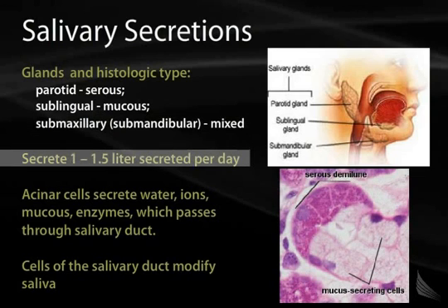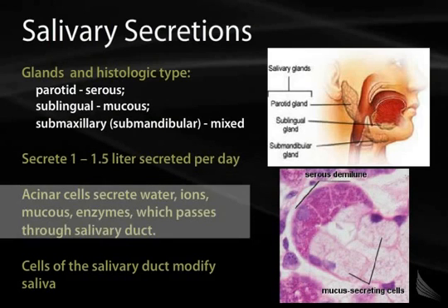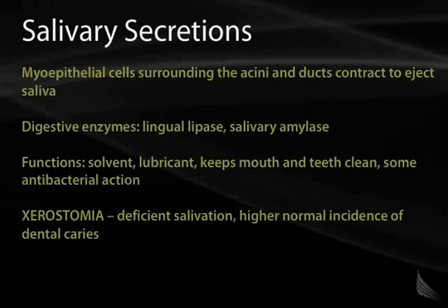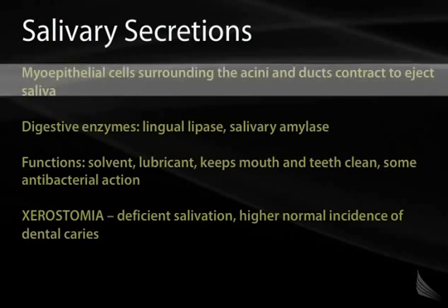Salivary glands secrete between 1 and 1.5 liters of saliva per day. The acinar cells in these glands secrete water, ions, mucus, and enzymes, which pass through the salivary duct, and the cells of the salivary duct modify saliva. Myoepithelial cells which surround the acini and the ducts contract to eject saliva.